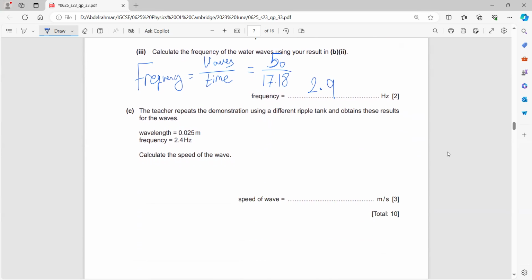Calculate the speed of the wave. Wavelength and frequency. What is the equation? Speed equals wavelength times the frequency. 0.025 times the frequency 2.4. That will be 0.06. 0.06.